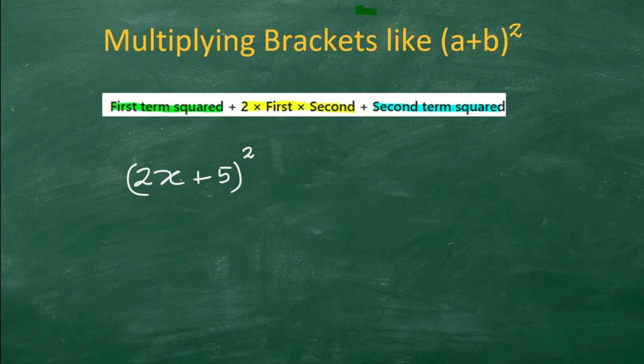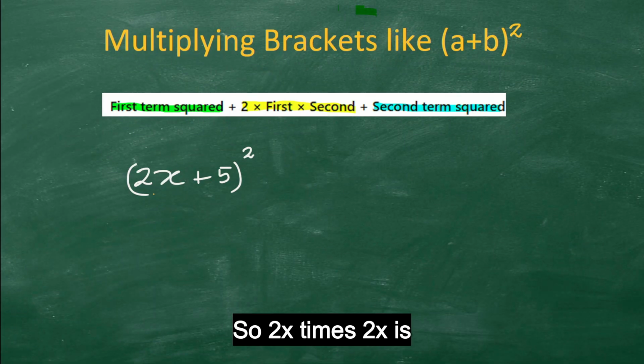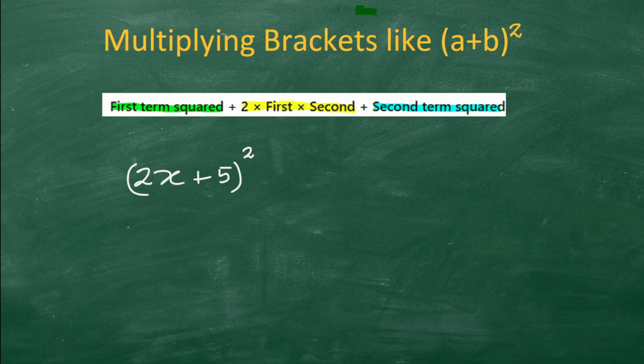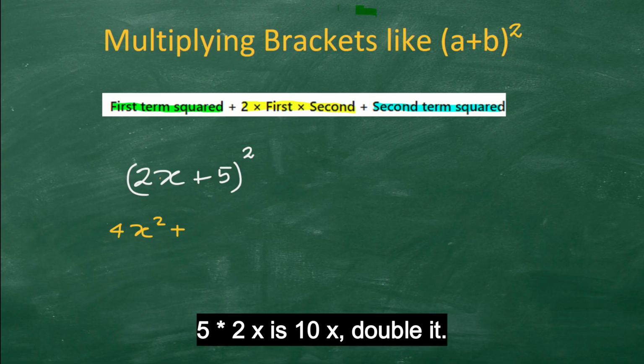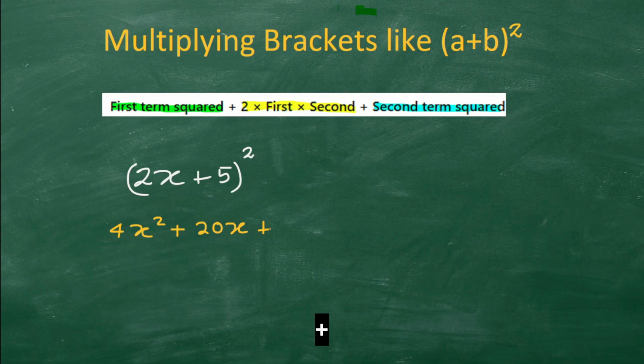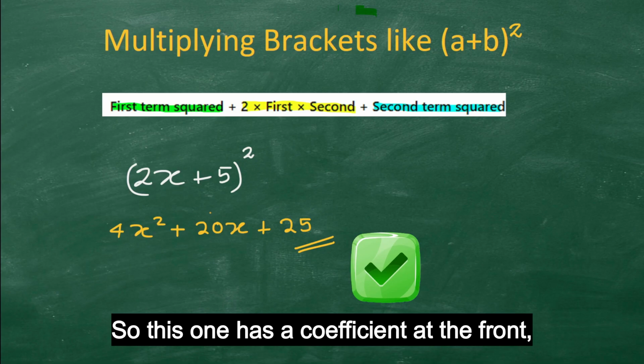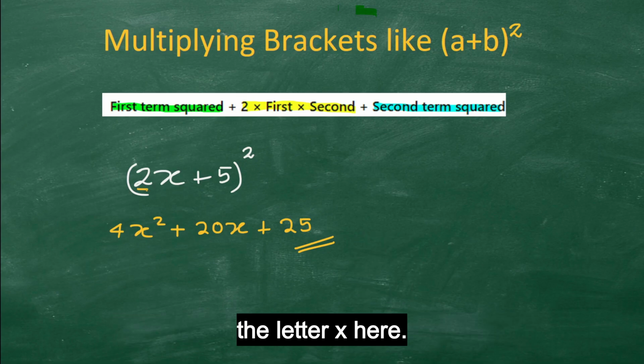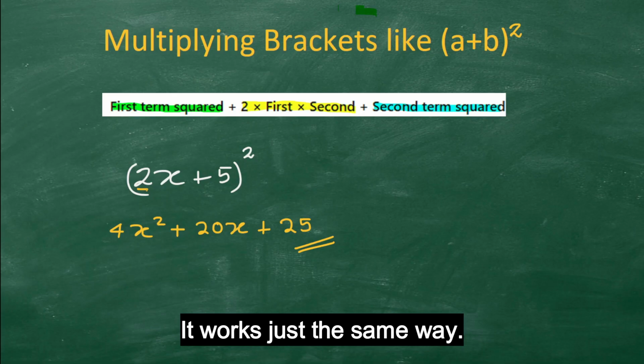Let's have a look. First term squared. So 2x times 2x is 4x squared. Plus 5 times 2x is 10x, double it, 20x. Plus 5 squared is 25. Done. So this one has a coefficient in front of the letter x here, and it doesn't matter. It works just the same way.